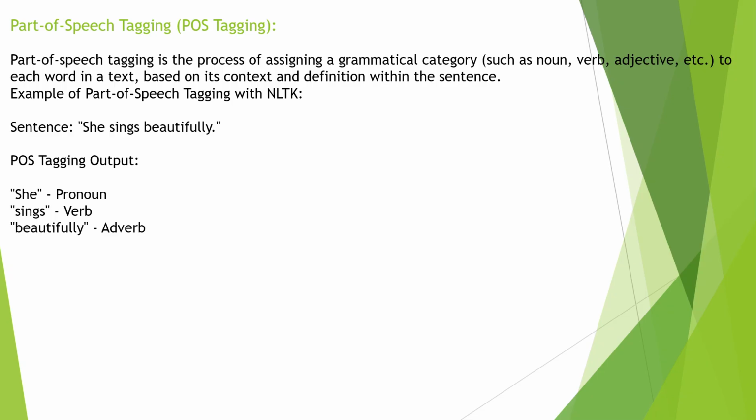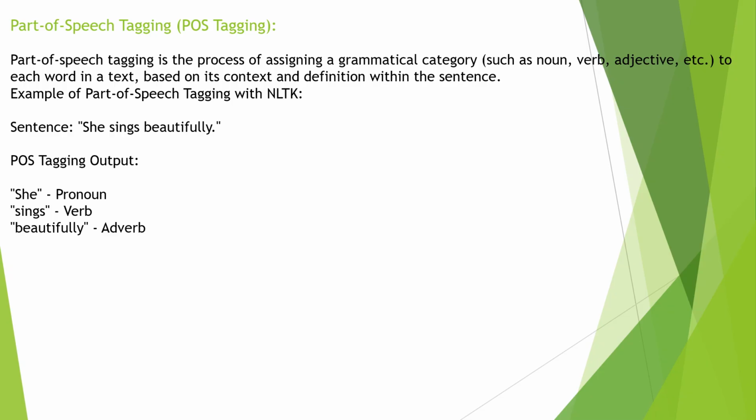And coming to the next slide, it's about part of speech tagging. Once the text is tokenized, the next big step is part of speech tagging, or we call POS tagging. This process identifies the grammatical category of each word, like what's a noun, verb, adjective, and so on. For example, in the sentence, the cat sat on the mat, or let's say she sings beautifully. So here she is a pronoun, sings is verb, and beautifully is adverb.